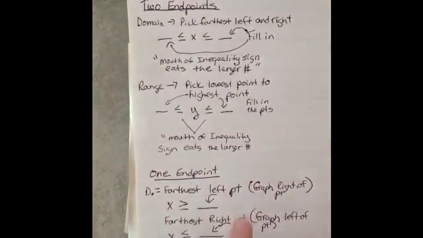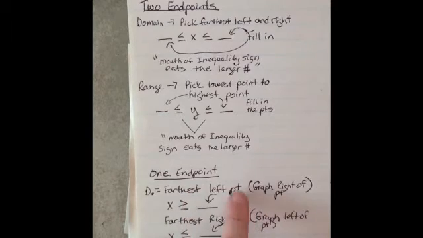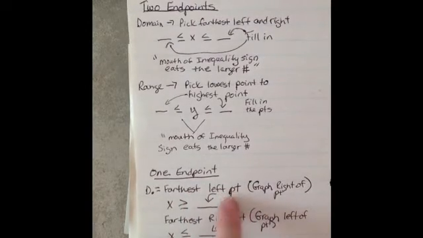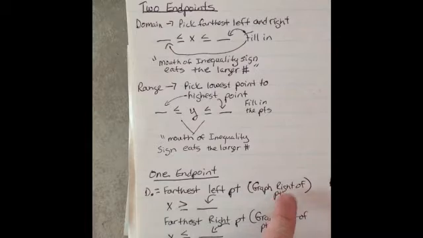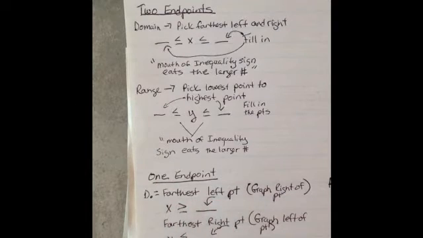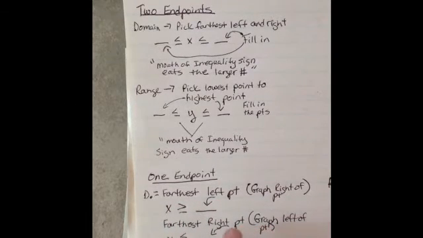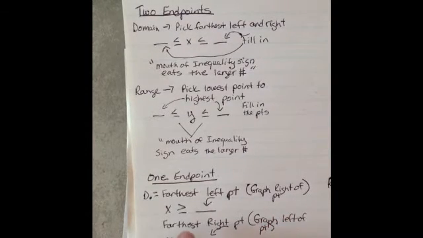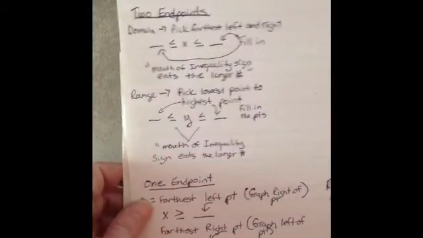Now, when you have one endpoint, so let's say you have a farthest left point, so the graph is right of that point. It will always be this, fill in your point. And this is greater than or equal because these points will be right of that point, so they'll be greater. If your point is to the right, your graph is left, then x is going to be less than or equal. And you can remember because the mouth eats the larger number.